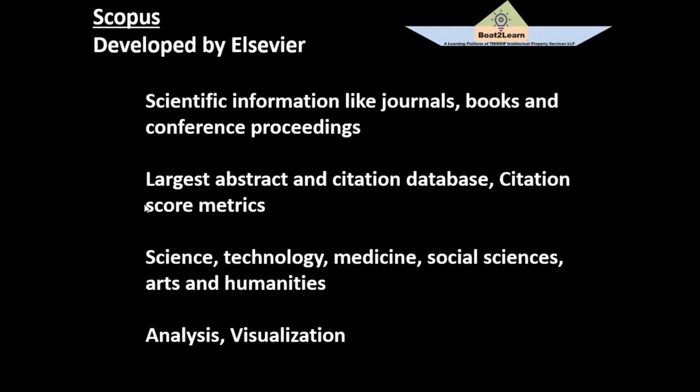Then Scopus, it is from Elsevier. Actually, I have not used much of this, but I use Science Direct from Elsevier, which is a very good research engine to retrieve records of pharma, chemical, biotech, and maybe other fields are also available there. It has indexing of journals, books, and proceedings. Then largest abstract and citation database. Even Scopus is well known for its citation metrics.